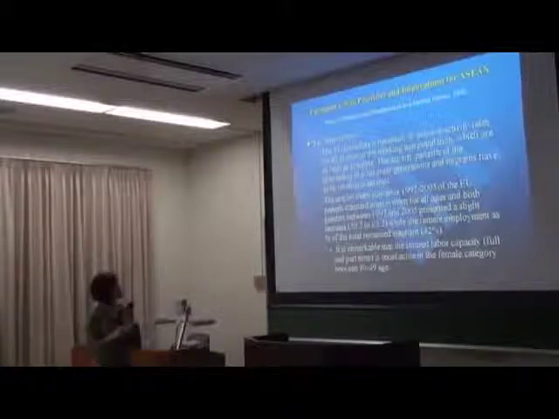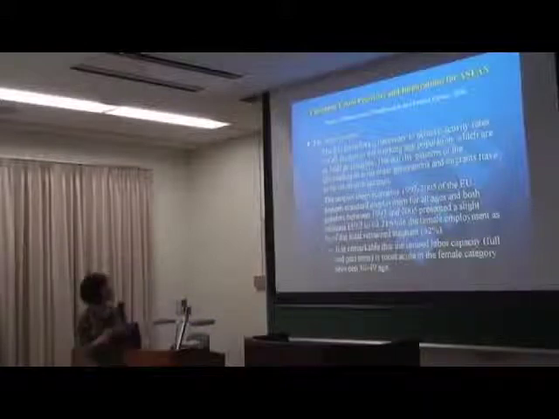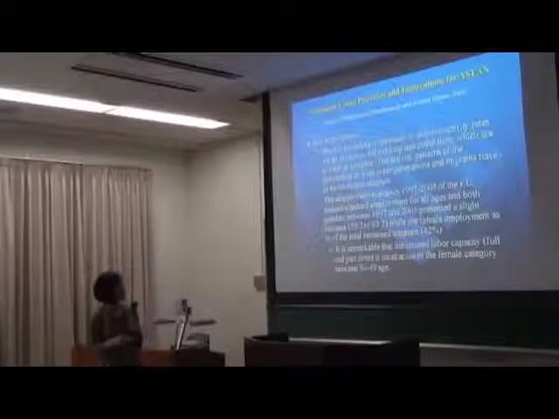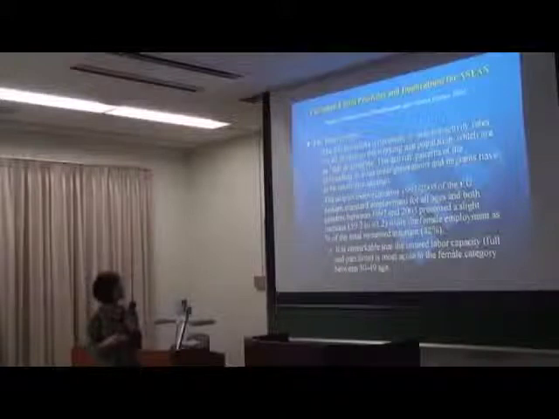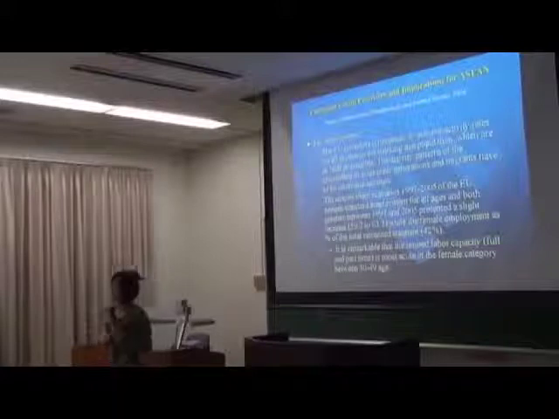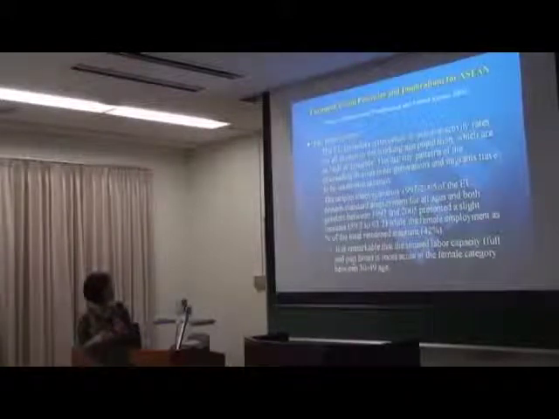The employment scenario was okay during the year, but when they took a closer look at the employment scenario, they found that there is unused labor capacity, particularly for the female categories, age 30 to 49. Unused labor capacity. So they try to bring them up to full-time and part-time. Part-time would be like underemployment also.